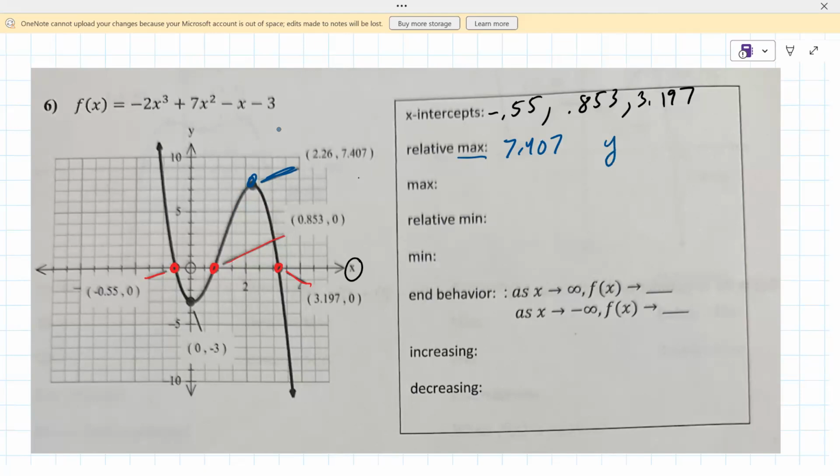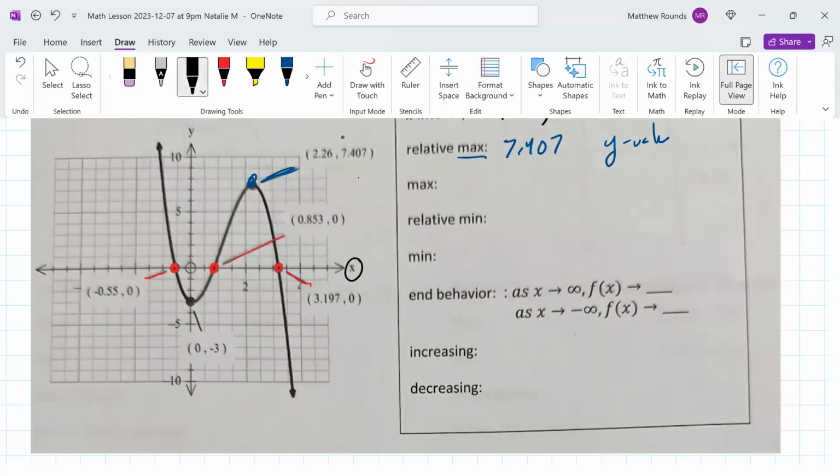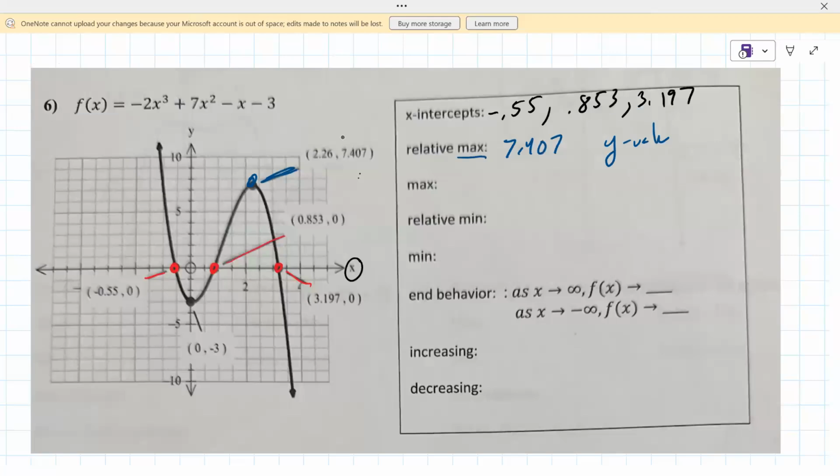Okay, they're asking for the y value. Now the max, they're really asking like the absolute max. Since this goes up forever, that does not exist, at least the way that traditional textbooks would answer this.